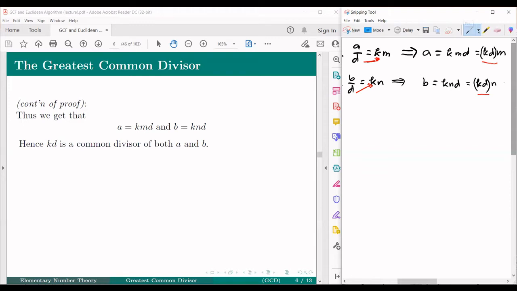Now, KD is a common divisor. And we know from the start that D is the greatest common divisor of both A and B.